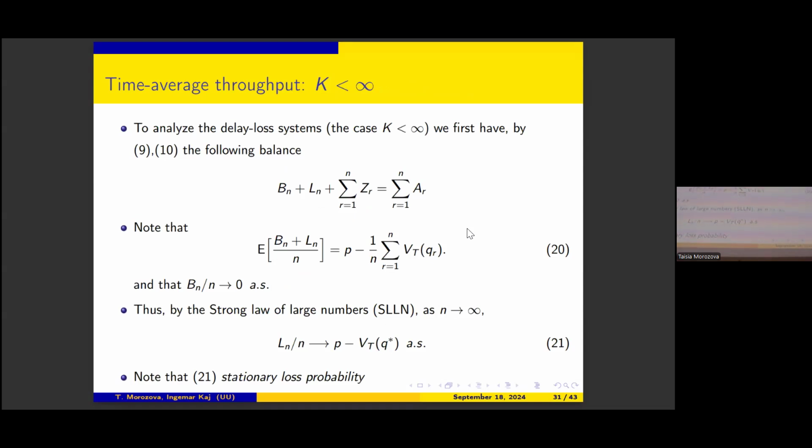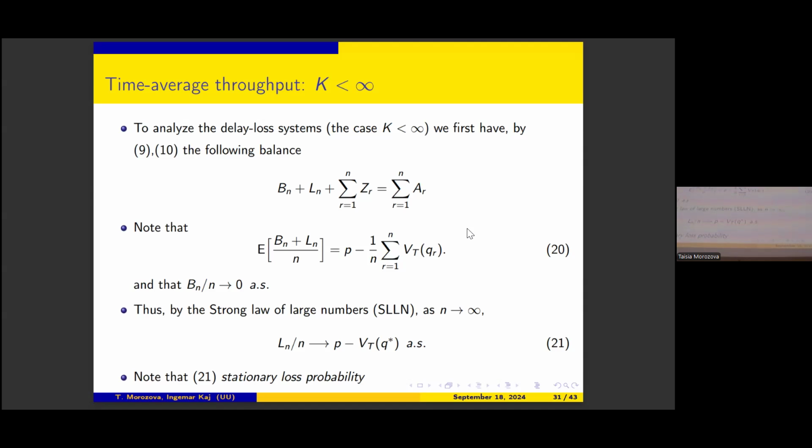Okay, maybe then really briefly I will comment on the other performance metrics, about loss and delays in this kind of system. We consider the case when the buffer is finite, because it's the only case when you have both delays and losses, right?